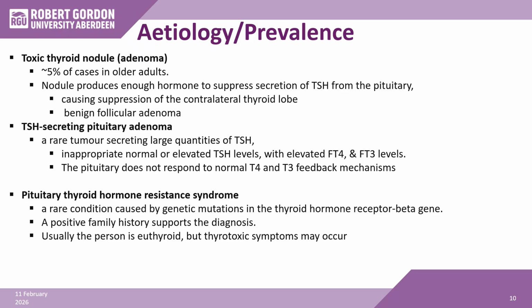Then we also have pituitary thyroid hormone resistance syndrome, a rare condition caused by genetic mutations in the thyroid hormone receptor beta gene. A positive family history supports diagnosis. Usually the person is euthyroid but thyrotoxic symptoms may occur. So these rarer causes can make the clinical picture more complicated, but recognizing them early prevents misdiagnosis and inappropriate treatment.